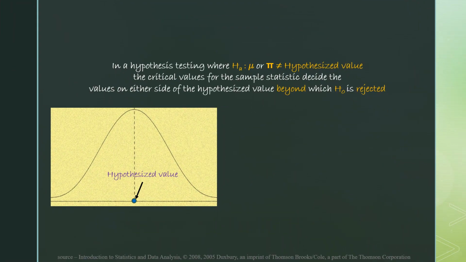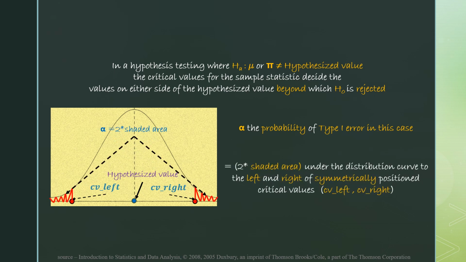Similarly, in a hypothesis test where HA is mu or pi not equal to the hypothesized value, the critical values for the sample statistic decide the values on either side of the hypothesized value beyond which H0 is rejected. Alpha, the probability of type 1 error in this case, equals 2 times the shaded area under the distribution curve to the left and right of the symmetrically positioned critical values CV left and CV right.